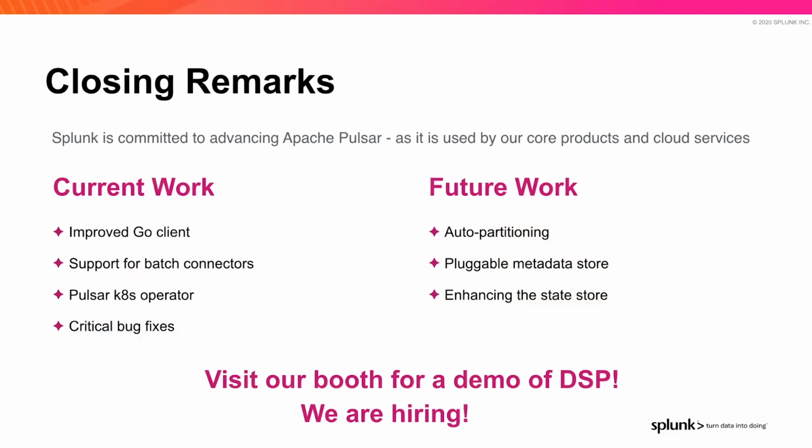So, closing remarks: Splunk is committed to advancing Pulsar as it is used by our core products and cloud services. A lot of work is currently going on. We have improved the Go client in Pulsar based on some of the issues reported by the teams in Splunk. We added support for batch connectors, we added a Pulsar Kubernetes operator, and we have got critical bug fixes done based on running production at a high scale. Some of them have already been upstreamed into open source, and we are in the process of committing some more back into open source as well.